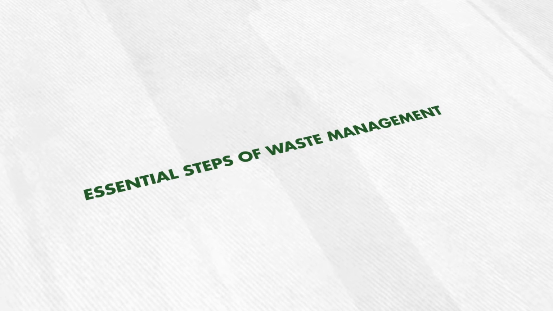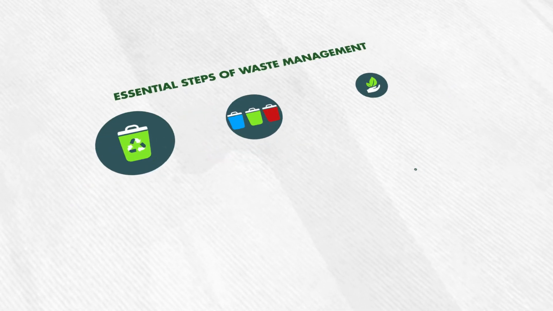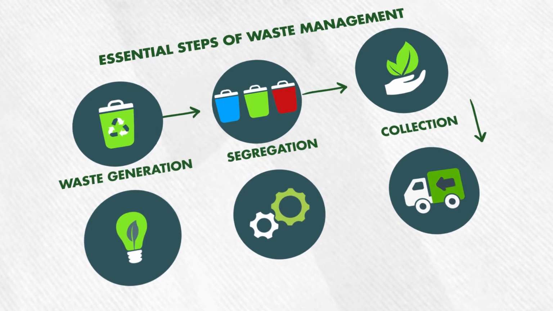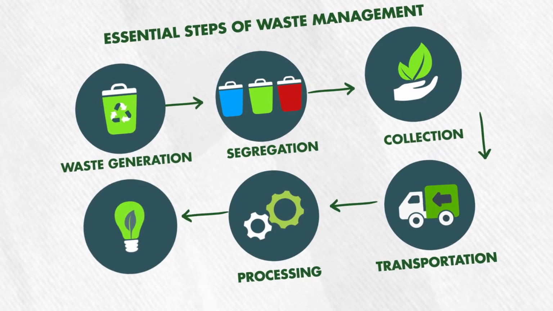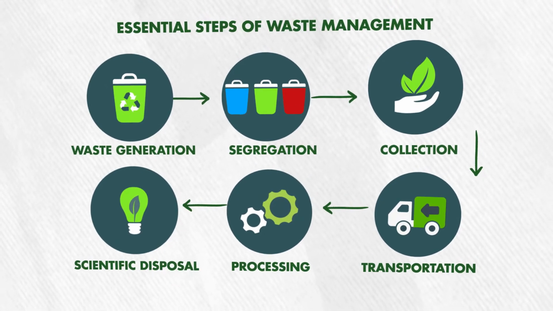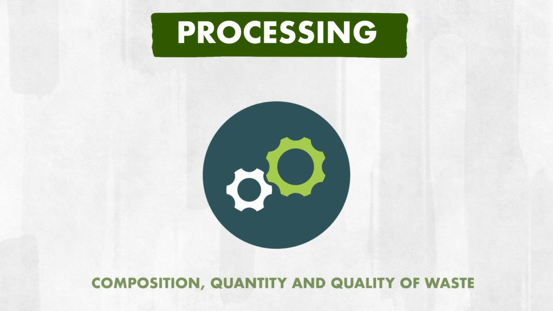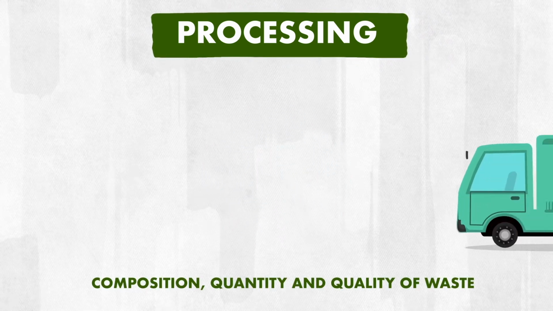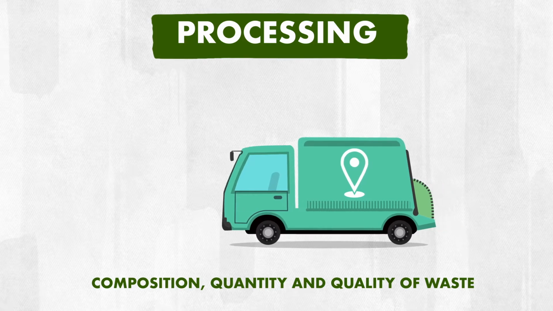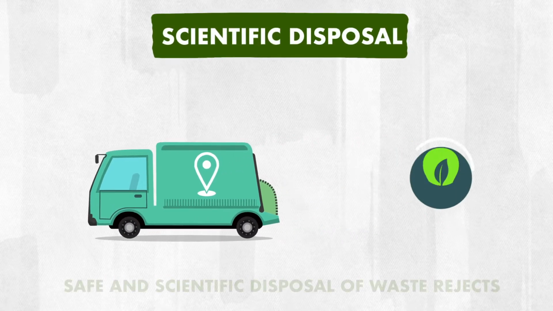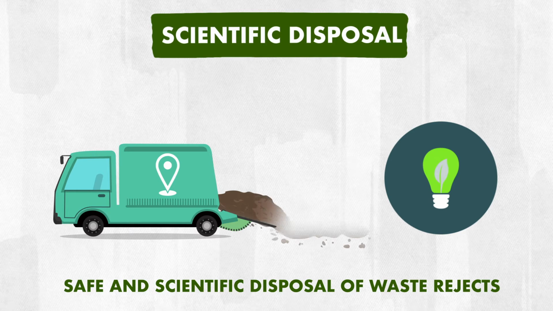A bird's eye view of the waste management value chain involves 6 essential steps, namely waste generation, segregation, collection, transportation, processing, and scientific disposal. One of the most important steps of the waste management value chain is processing and recycling of waste using an appropriate method. This step depends on the composition, quantity, and quality of the waste. The final step is safe disposal of rejects or inerts in a scientific manner.